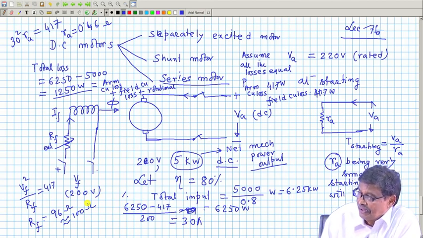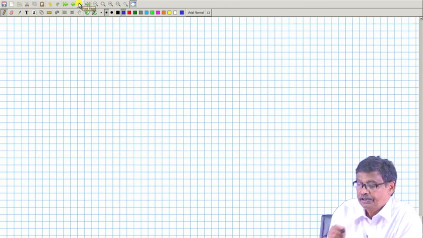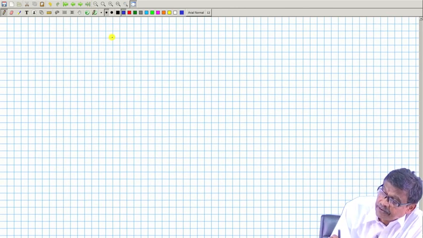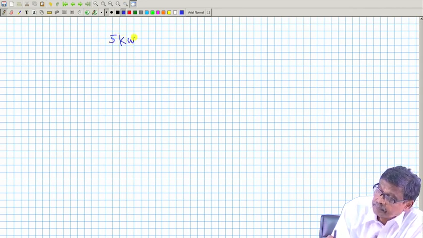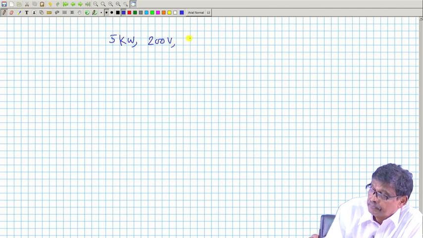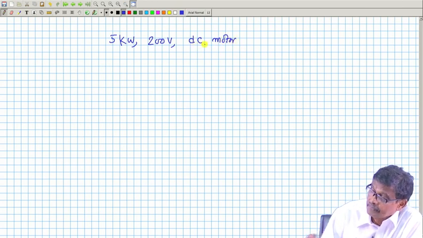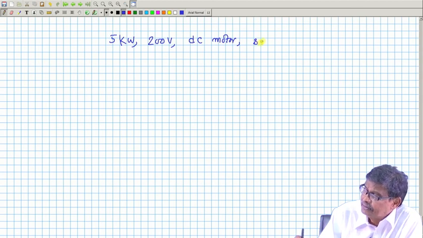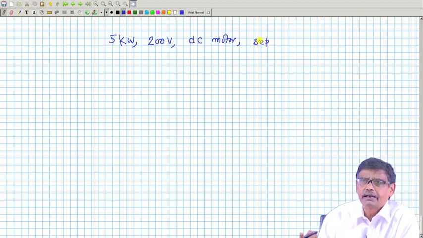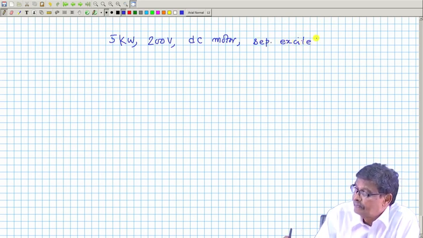Therefore, if I now come to the starting problem of the DC machine whose rating is 5 kilowatt, 200 volt DC motor, somebody writes, say, separately excited. A separately excited machine can be connected as a shunt machine like a generator, separately excited motor.